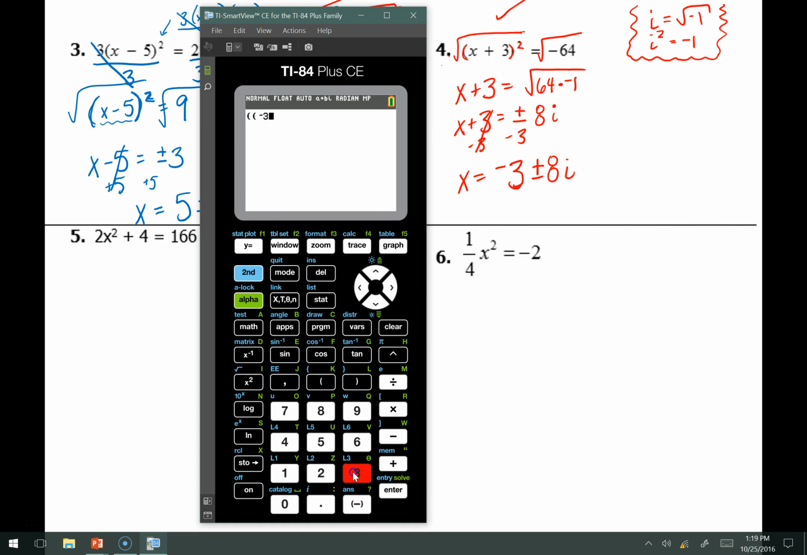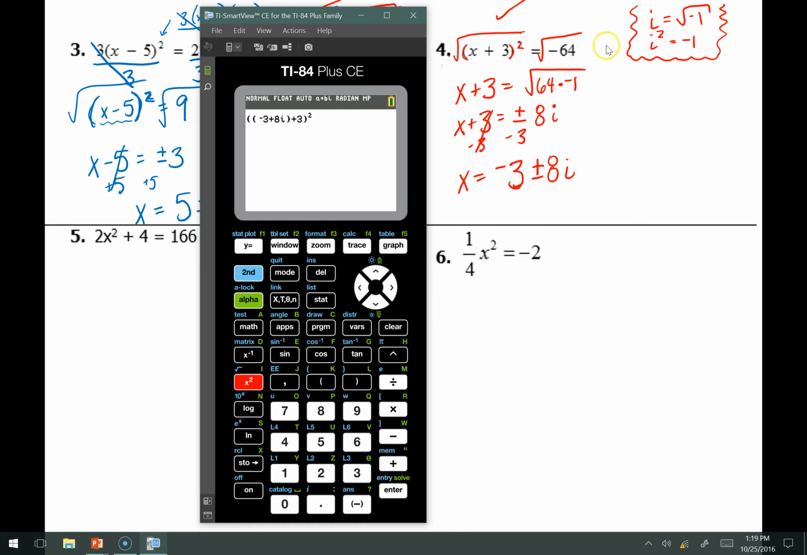I'm going to put -3 plus 8, and then I'm going to use my second decimal button to get that i. Notice it's blue on your calculator there. So that's my x. I'm going to put it in parentheses just so I can see it all together nice and easily. Then I've got +3, end parenthesis, and then I have the square that I need to do as well. So I'm going to square that value.